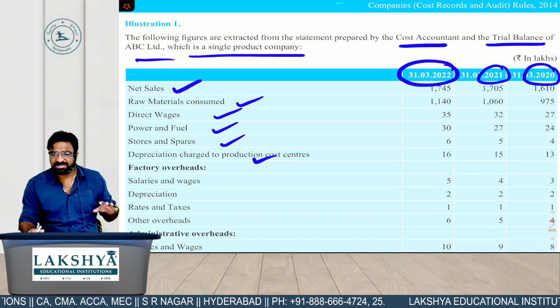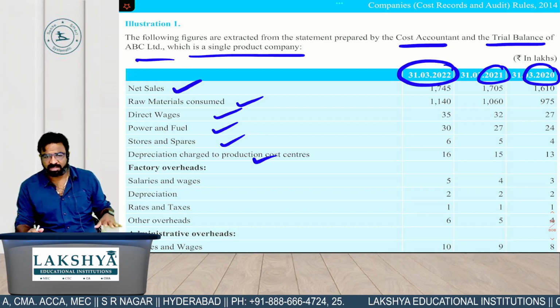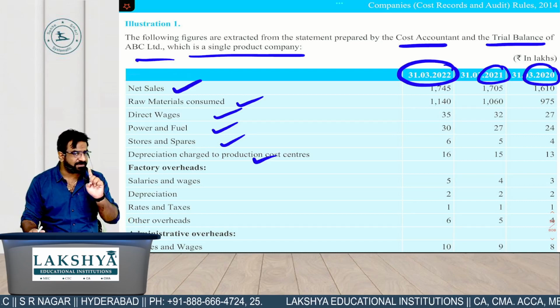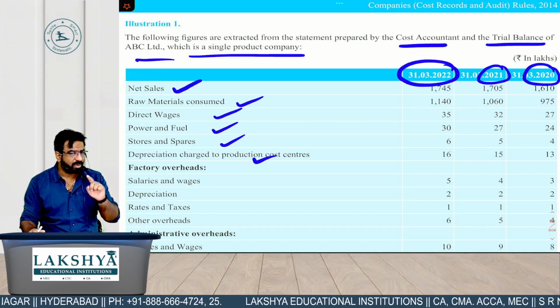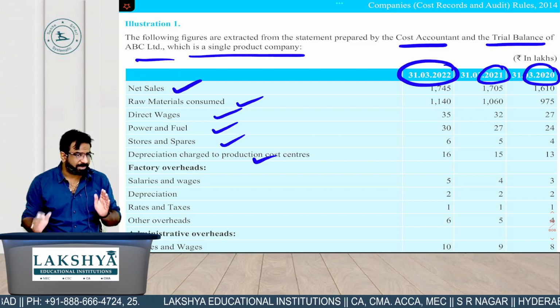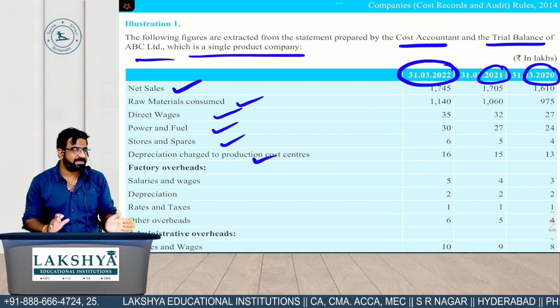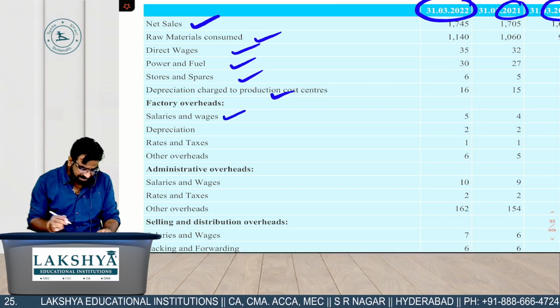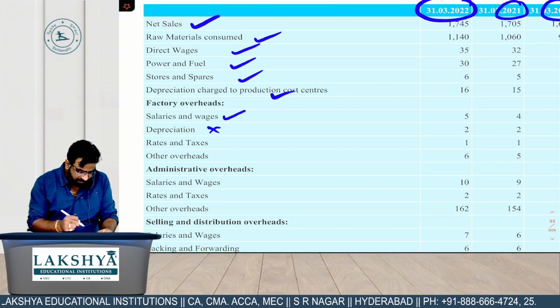Just because it is a statutory item, it is coming over there, but being a non-monetary expenditure, we are neither going to consider depreciation while calculating value addition, nor while calculating operating profits. So depreciation, we debit it just because it is allowed to be debited. Next point, factory overheads: salaries and wages, depreciation. Again, we are not going to consider it.